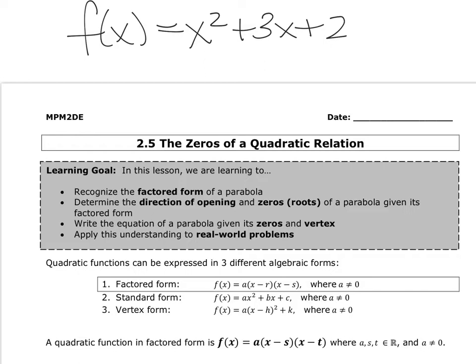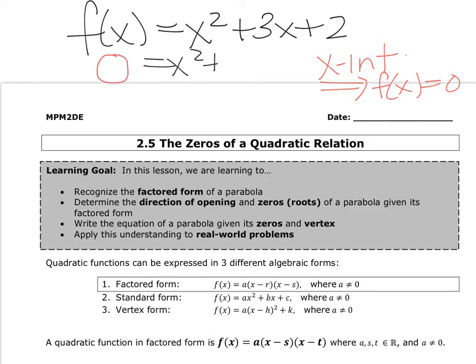when I say find the zeros, I'm really just saying find the x-intercepts. And what that means is that y, or f at x, equals 0. So when I plug in f at x equals 0 here, I'm still left with 0 equals x squared plus 3x plus 2. And I can't solve for x because of this squared right here. So that's why we learned how to factor.